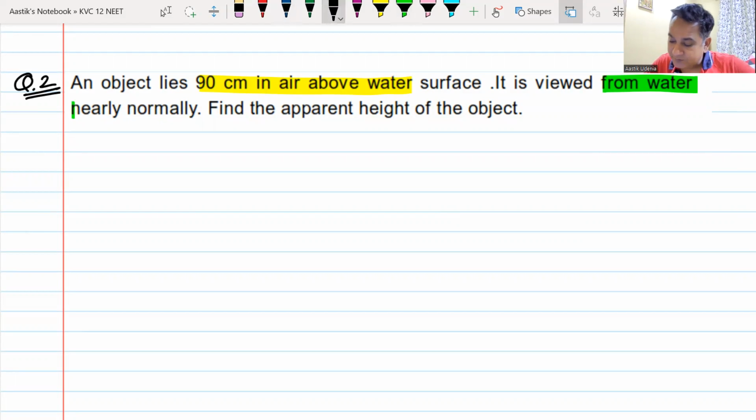Again, one thing is missing. Mu of water is not given. Mu of water should be taken as 4/3. And I wait patiently for your answers.